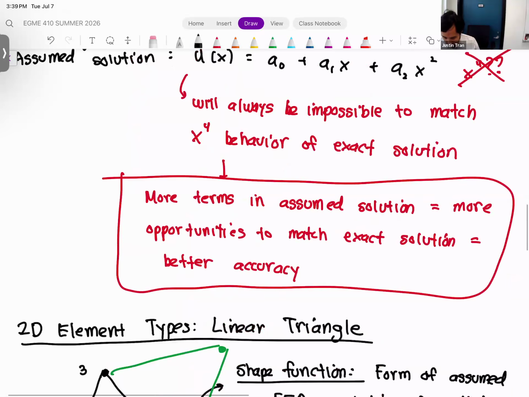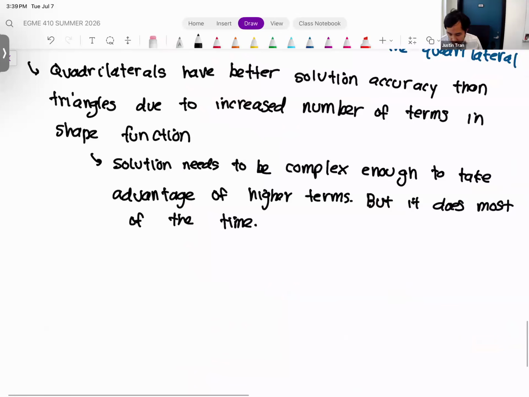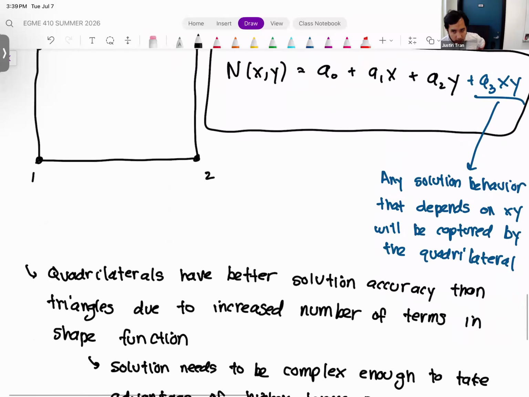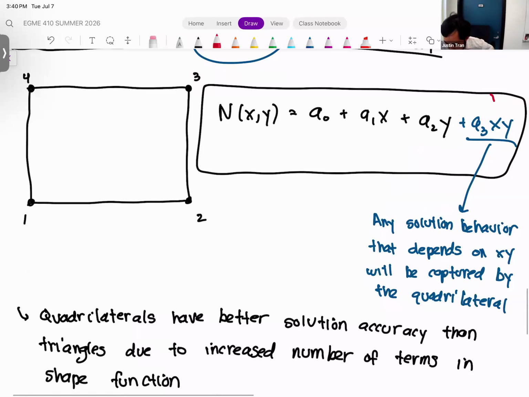Okay, good. Let me expand on that point a bit, because I think it's worth talking about more. All this talk about accounting for different types of behavior: if you are using linear triangles, and again, there's nothing inherently wrong with using linear triangles, there are ways to make it work. But if we're making the statement that it's impossible for a linear triangle to have this type of behavior, does that mean that you're screwed if you're using linear triangles?